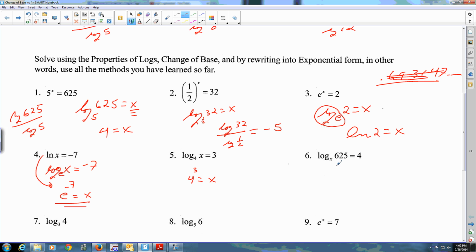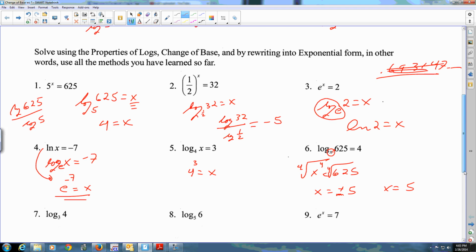When in doubt, translate. X to the fourth is equal to 625. To solve this, you guys would take a fourth root of both sides. Now normally when you take an even root, you put a positive or negative down. And the fourth root of 625 is 5. But there's the rule that says no negative bases. So it's just 5. So x is equal to 5 is your only answer.